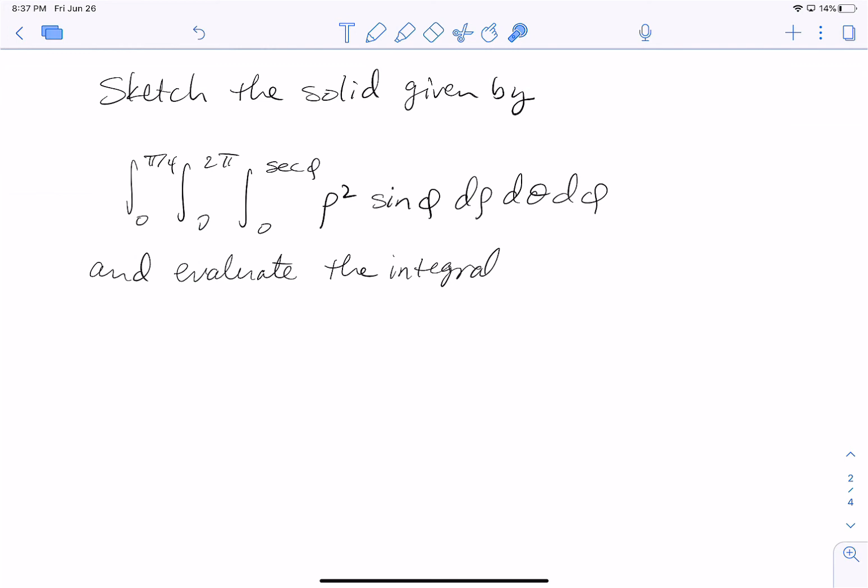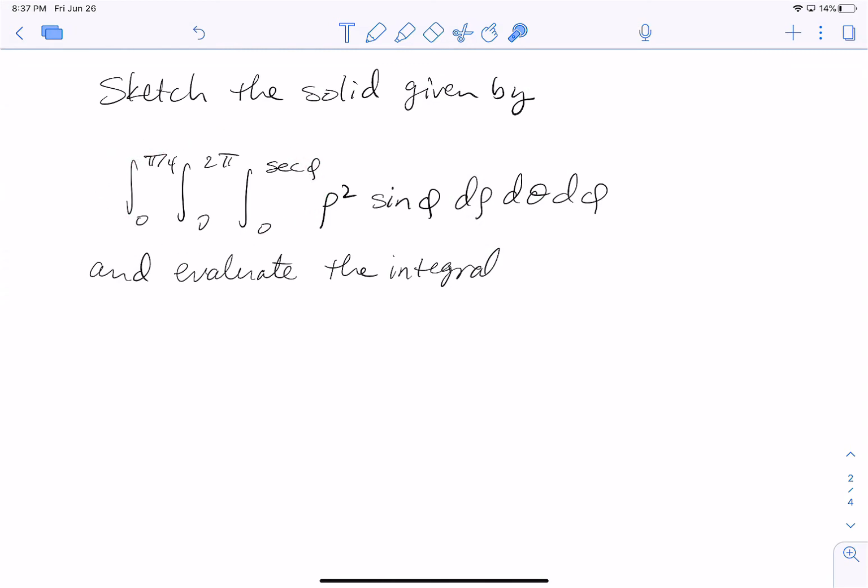We are asked to sketch the solid given by an integral and then evaluate it. Our integral is from 0 to pi over 4 of the integral from 0 to 2 pi of the integral from 0 to the secant of phi times rho squared sine of phi d rho d theta d phi. Now remember, all of the stuff that looks like the integrand, rho squared sine phi d rho d theta d phi, all of that is simply dv. The solid is given completely by the limits of integration.